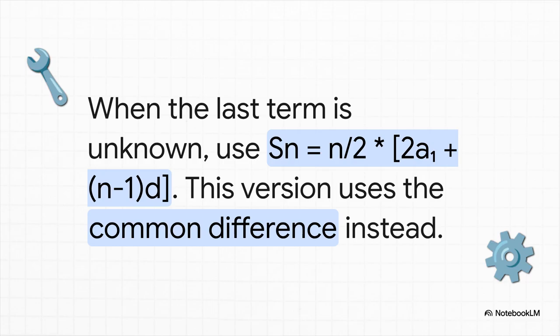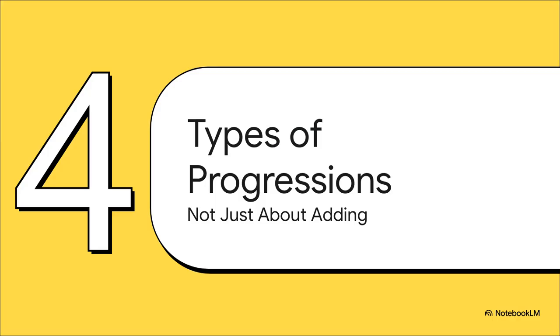But hey, what if you don't know what the last term is? No sweat, there's another version of the formula for that. All we do is substitute our first formula, the one for finding any term, into this one. It gives us a new formula that only needs the first term, the common difference, and how many terms there are. Super handy.